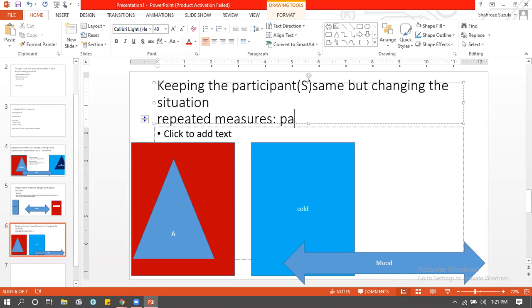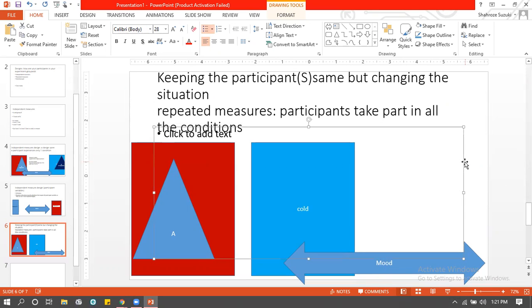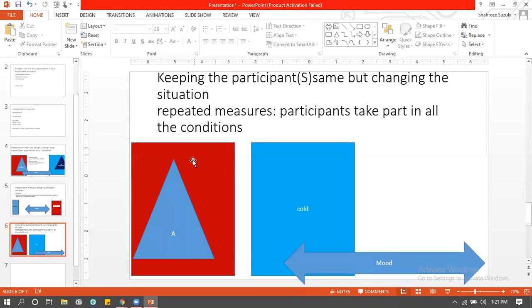So in repeated measures design, the basic definition would be participants take part in all the conditions. Independent design is the opposite. A participant takes part in one condition. If there are 100 conditions, he'll take part in just one. In repeated design, he would have to take part in 100 conditions.